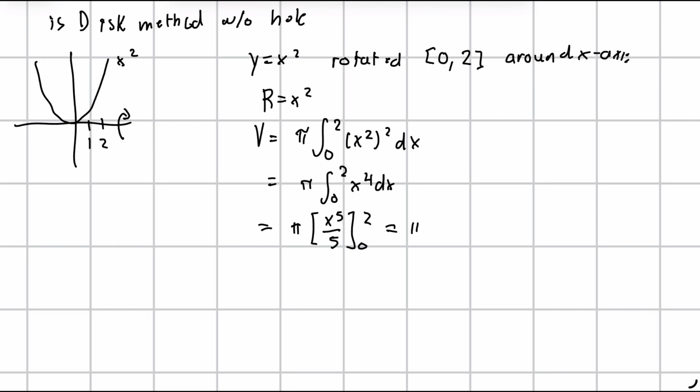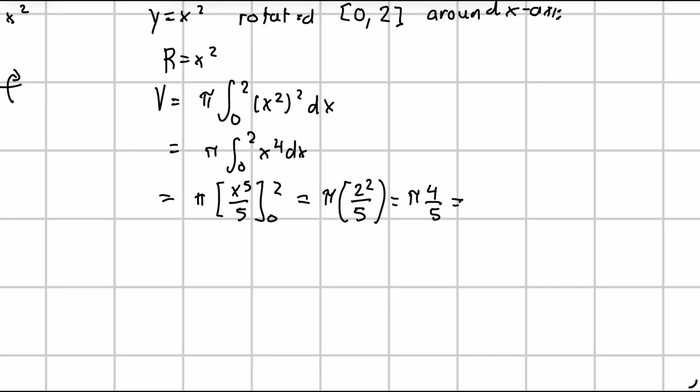So if we plug in, we have pi, and then we have 2 to the power of 5 over 5. So that's going to be 32. So then we get 32 pi divided by 5.